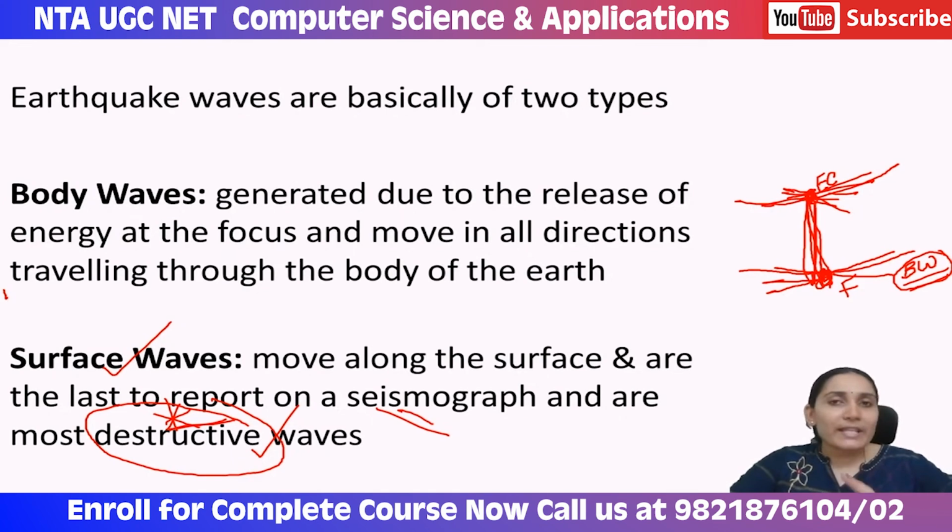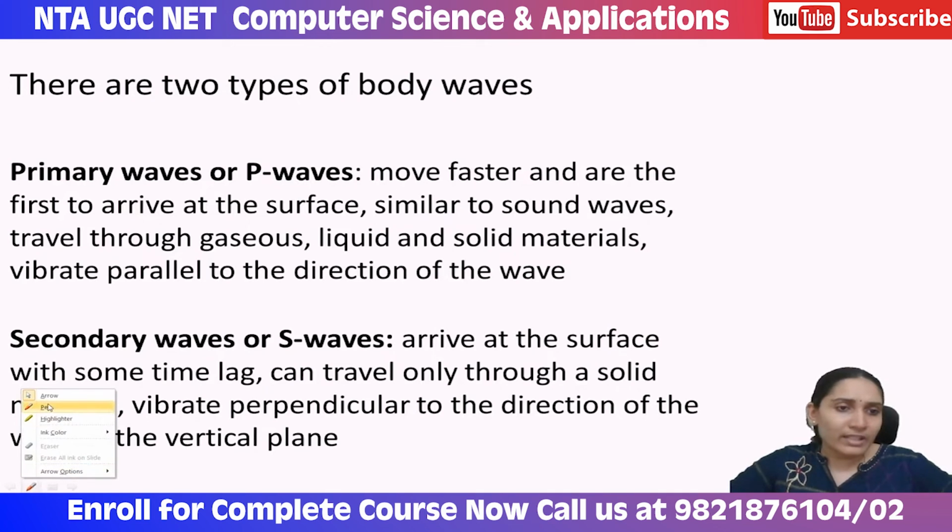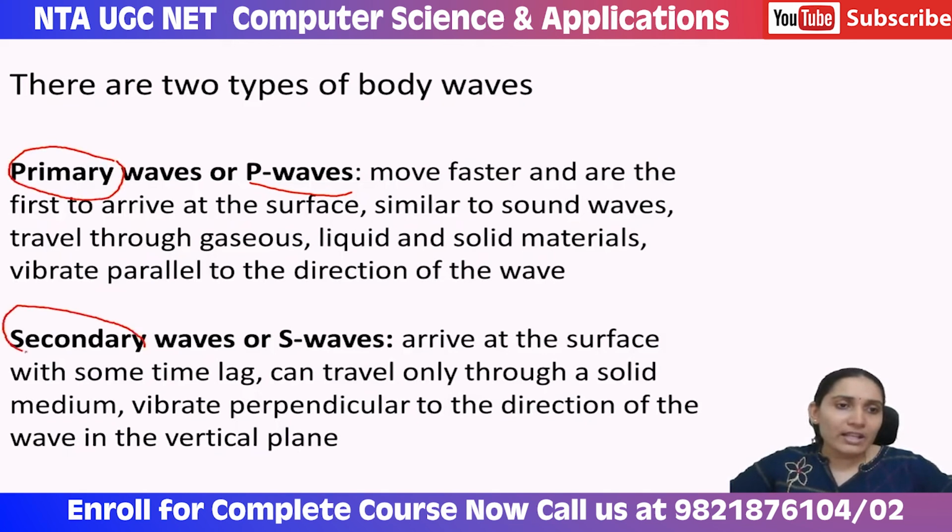Okay, now basically we have two types of earthquake waves: one is body waves and the other is surface waves. Now body waves can be further divided into two types. First is primary waves and second is secondary waves. So it can be P waves or S waves. So primary waves or P waves, or the secondary waves or the S waves.